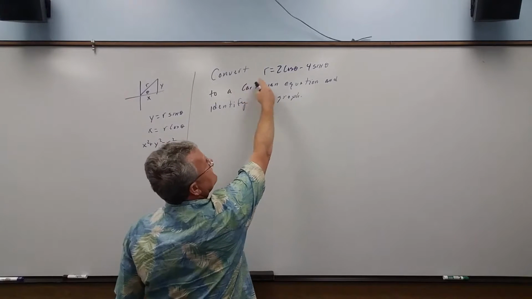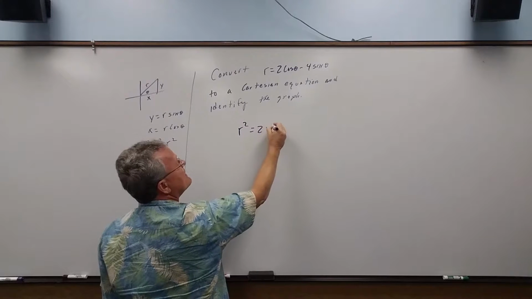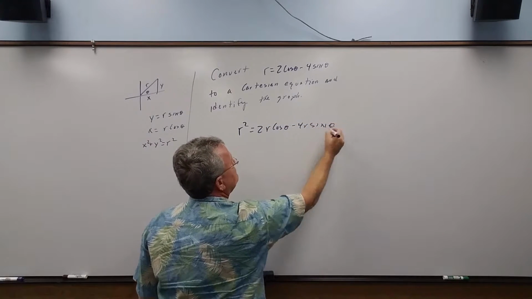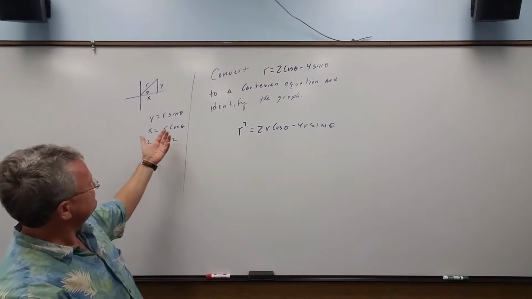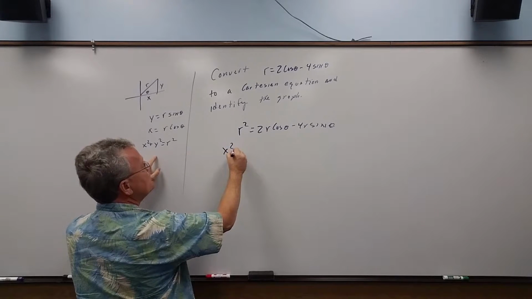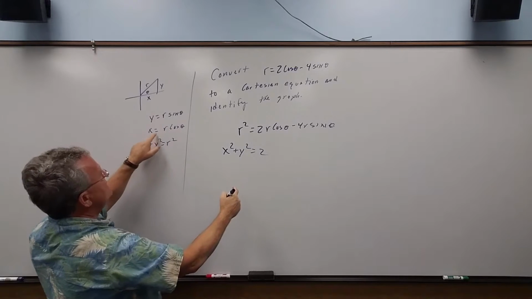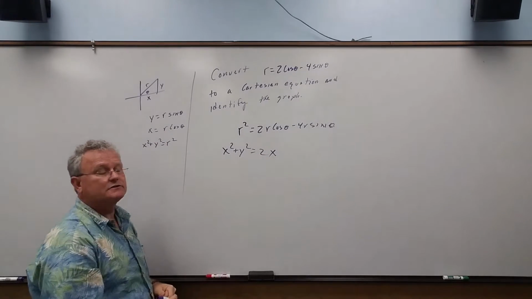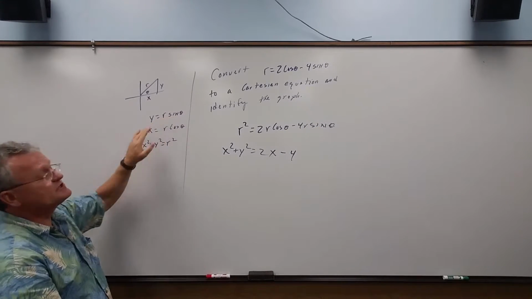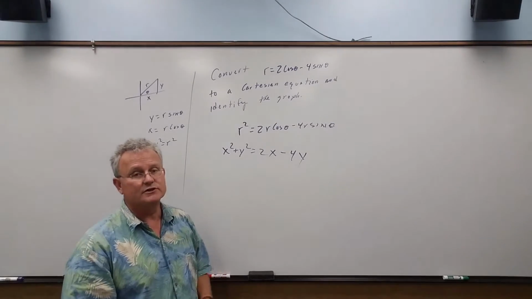I'm going to multiply this equation by r. So when I multiply both sides by r, this is what we get. Now, it's very straightforward to plug these in. r squared is x squared plus y squared. 2r cosine theta, r cosine theta is x. 4r sine theta, but r sine theta is y. And here's our Cartesian equation.